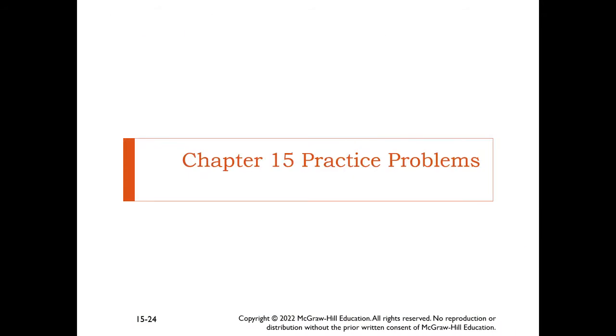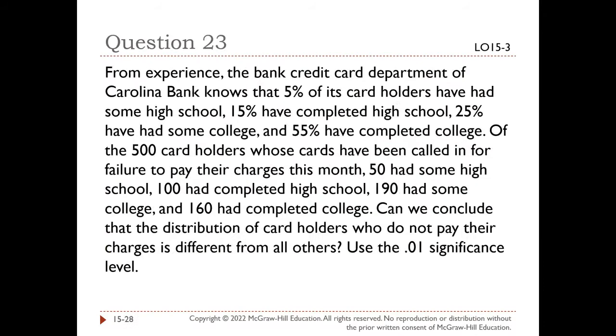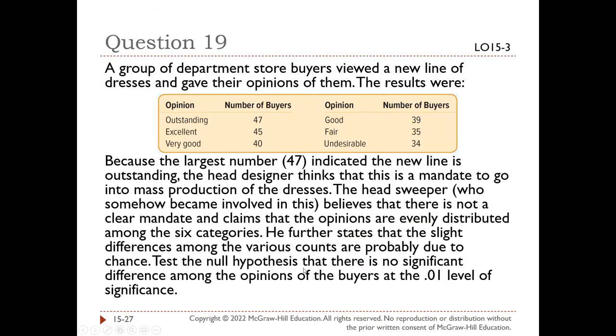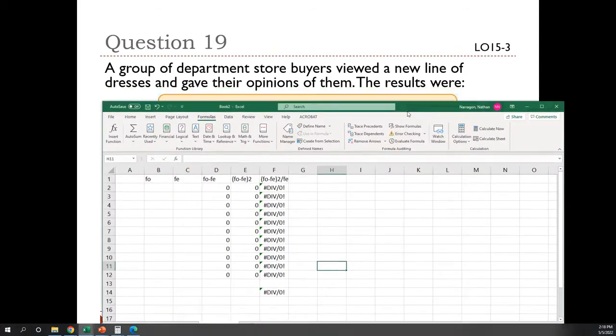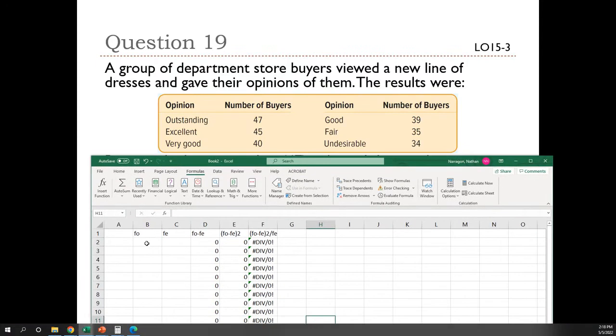So going back to our chart, right here, Excel. All right, so the number of observations that we have is 47, 45, 40, 39, 35, and 34. All right, so what we're running into is that we need to know the total.